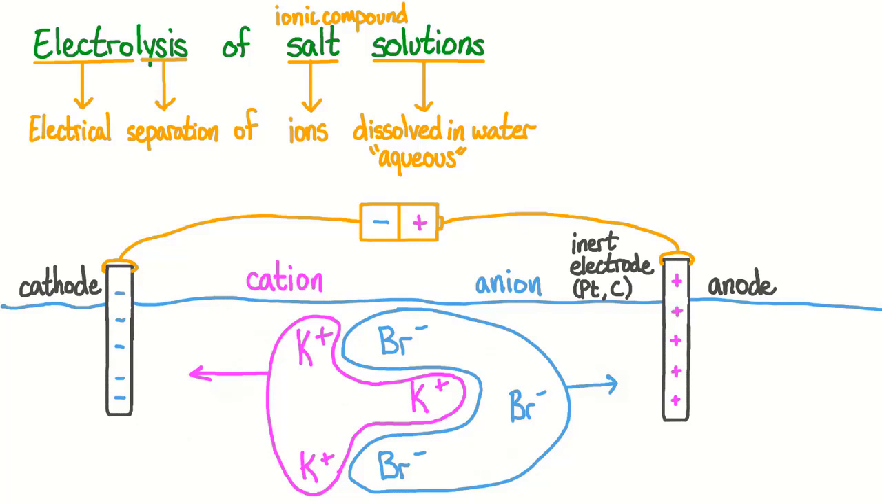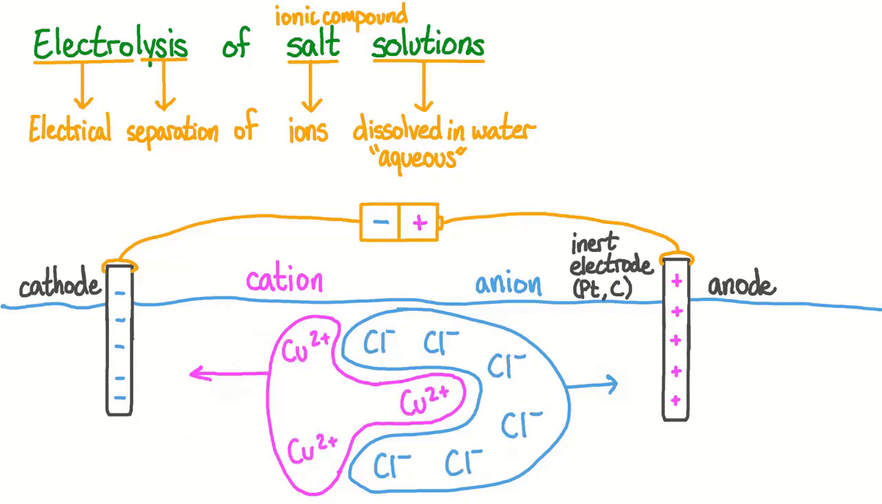For example, here we're looking at a potassium bromide solution. But we could separate the copper and chloride ions from a copper 2 chloride solution in much the same way. However, electrolysis is not just about physically separating the two types of ions. There are also reactions that take place at the surface of each electrode that produce new substances. And in order to understand these reactions, we need to understand how electrons are flowing through the circuit.